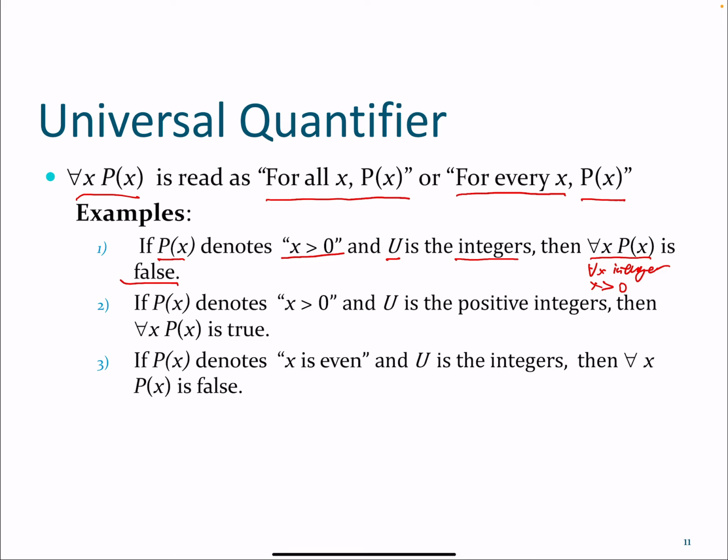You can also try the other following examples to see that after binding the quantifier with a variable, the predicate logic becomes a proposition, and there is a true or false value.